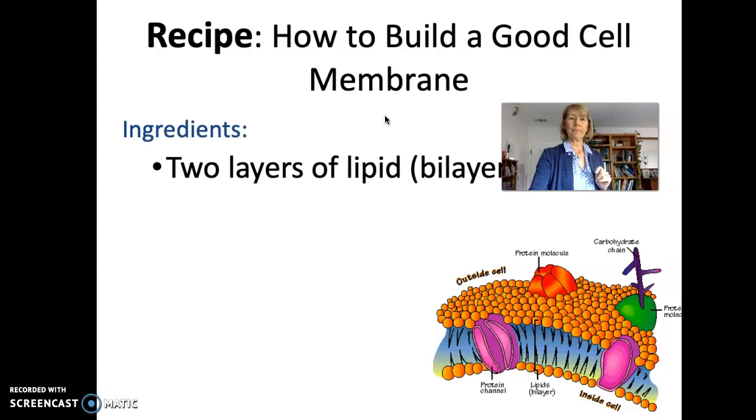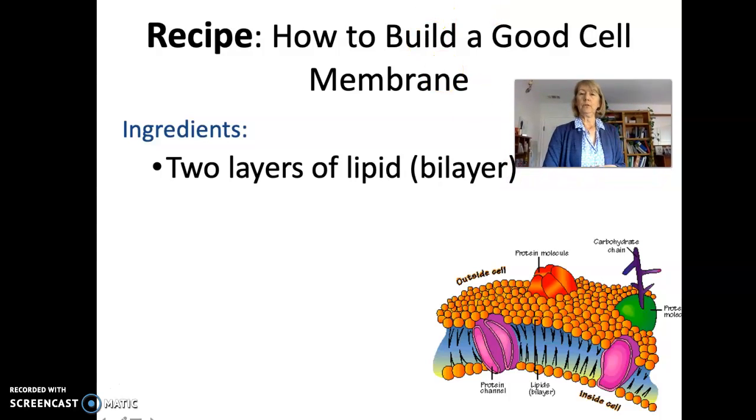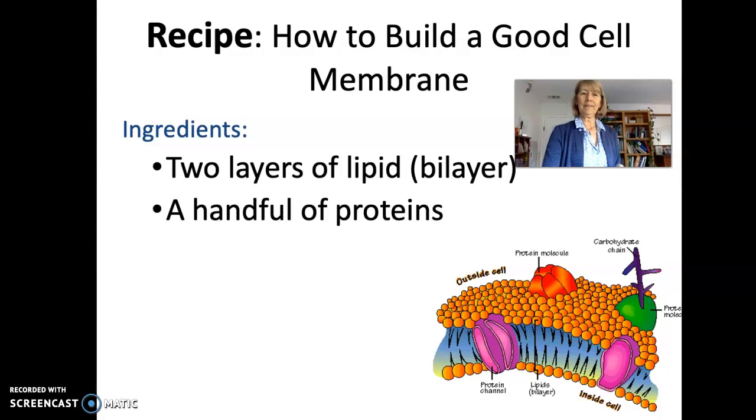Ingredients. Two layers of lipid. So it's like a recipe. Two layers of lipid. It's called a bilayer, a lipid bilayer. A handful of proteins. Where are the proteins on my picture here? So lipid bilayer, protein in purple, protein in red, protein. All these are proteins embedded in that layer.